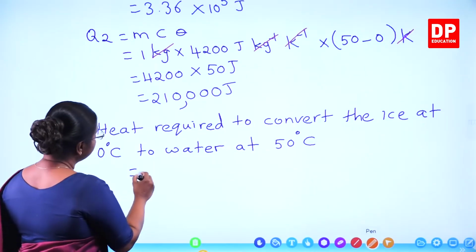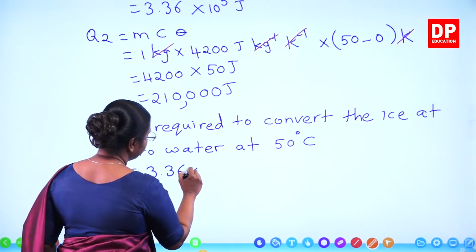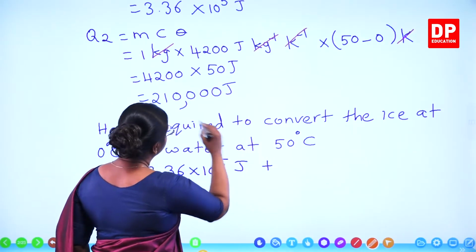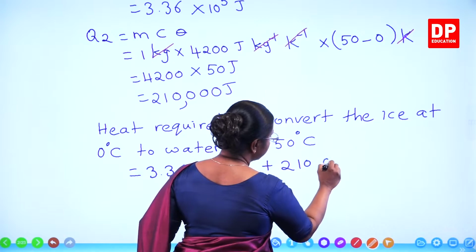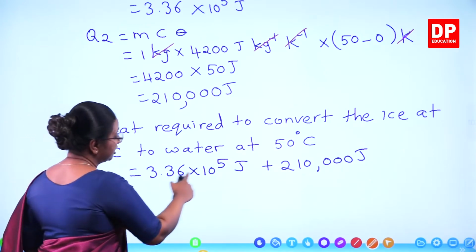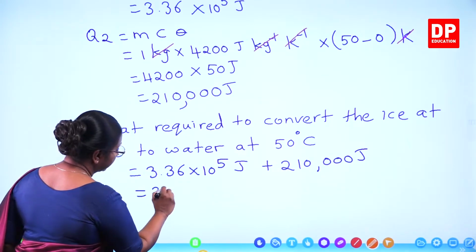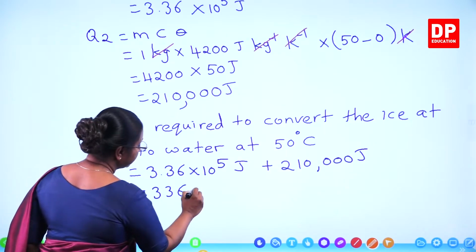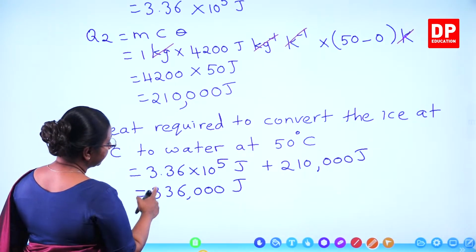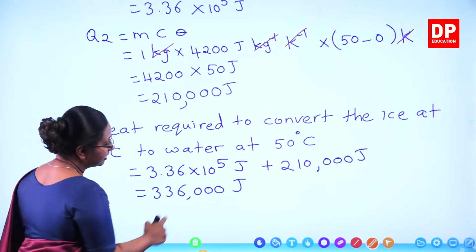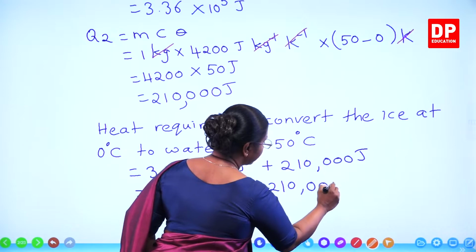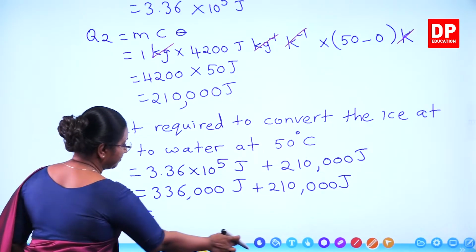So you can see there 3.36 into 10 to the power of 5 joules. That is for the melting of ice. And then we have 210,000 joules to convert water to 50 degrees Celsius. Since this is given as a power value, we can convert it to 336,000 joules because there is 10 to the power of 5. 3.36 becomes 336,000 joules. I am sure you are very familiar with that. And 210,000 joules.